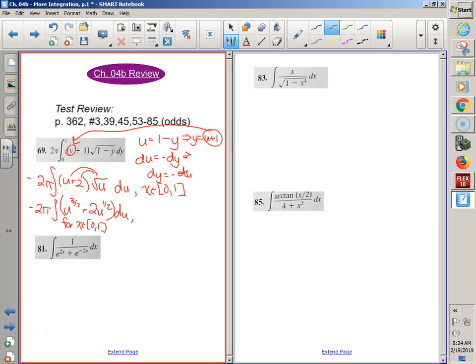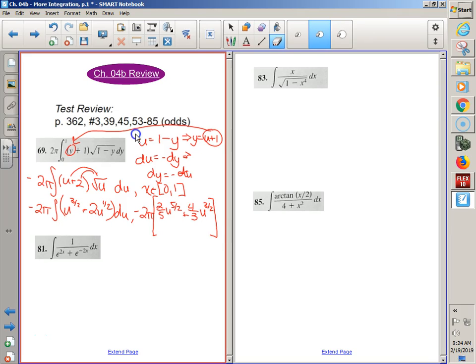So I'm going to go ahead and have my negative 2 pi. u to the 5/2 times 2/5. So I'm going to have 2/5 u to the 5/2 plus u to the 3/2 times 2/3. So that'd be 4/3 u to the 3/2. You know what, actually I might be lazy and not do the x bounds. Maybe I'll do u bounds because I don't really have room to go back to x's anyway.